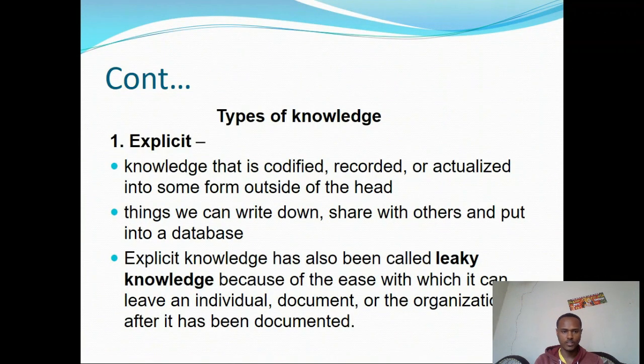Types of knowledge. The first one is explicit. Knowledge that is codified or recorded or actualized into some form outside of the head is known as explicit knowledge. Things we can write down, share with others, and put into a database are also known as explicit knowledge. Explicit knowledge has also been called leaky knowledge. Another name for explicit knowledge is leaky knowledge, because of the ease with which it can leave an individual, document, or the organization after it has been documented.